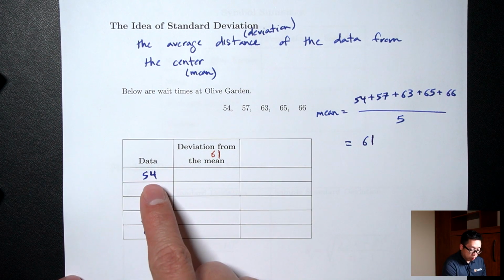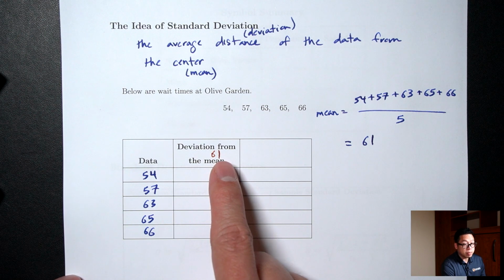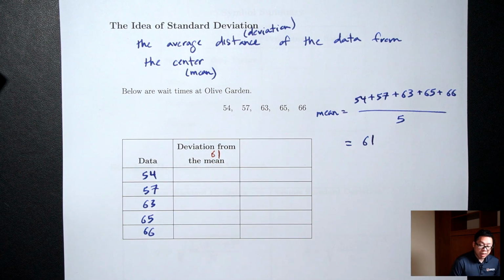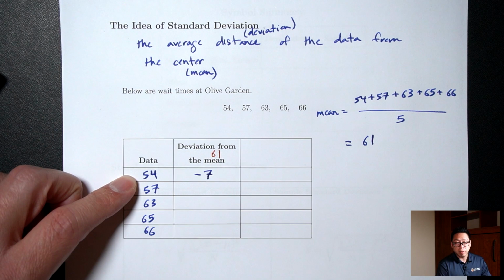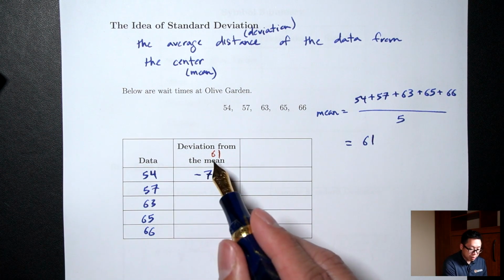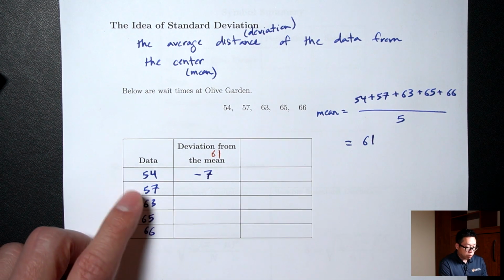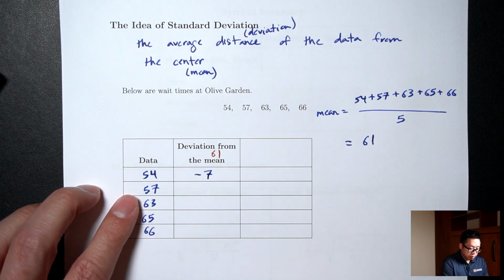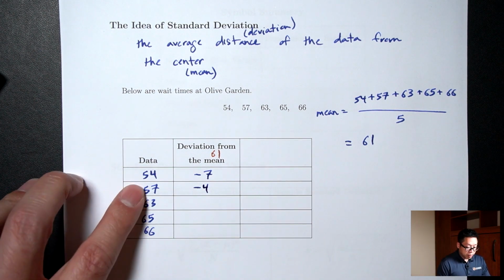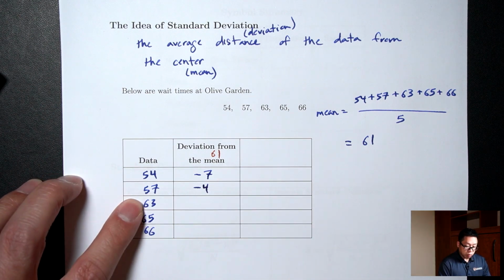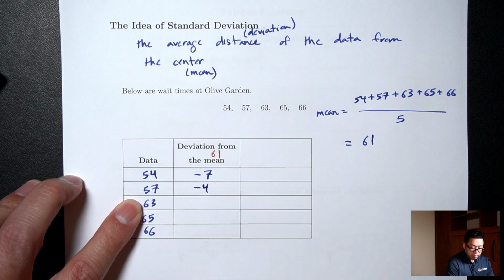How far is 54 from 61? It's 7 away, and I'm going to write it as negative 7, to indicate that 54 is 7 below 61. Really the math we're doing here is subtracting: 54 minus 61 gives negative 7. How far is 57 from 61? Subtract 57 minus 61: negative 4. That means 57 is 4 below 61. For 63, 63 minus 61 is positive 2. The positive just means that 63 is 2 above 61.